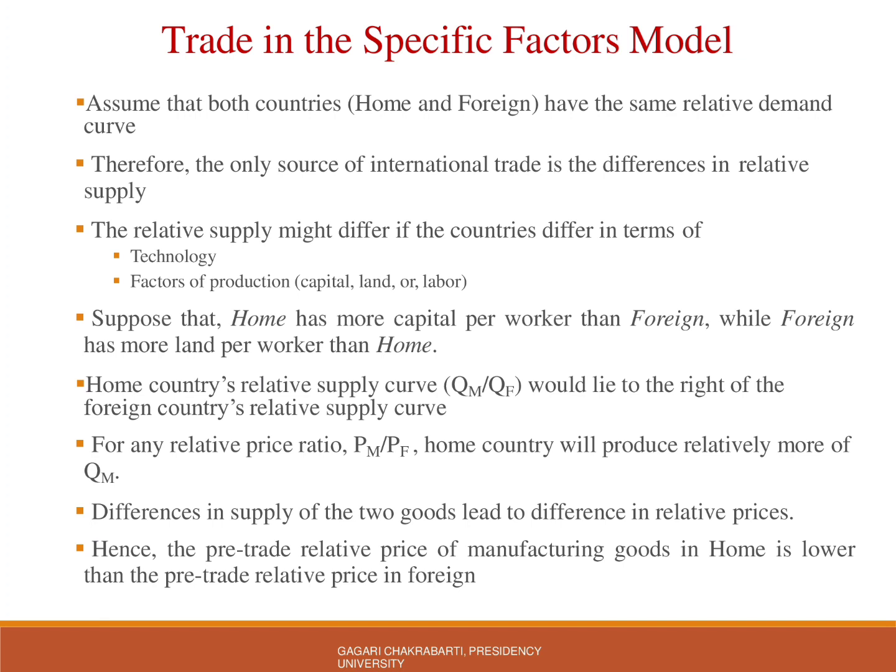Therefore, the home country's relative supply curve Qm by Qf would lie to the right of the foreign country's relative supply curve. For any relative price ratio Pm by Pf, the home country will produce relatively more of Qm. And this difference in supply of the two goods will lead to the difference in the relative prices. So the pre-trade relative price of manufacturing goods in home is lower than the pre-trade relative price in foreign.